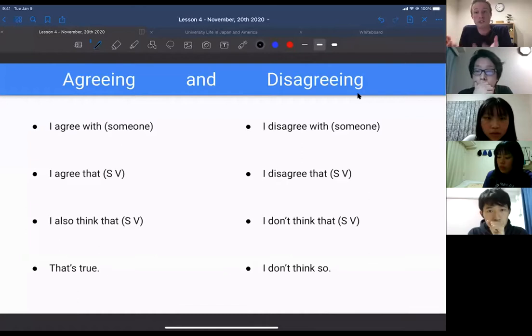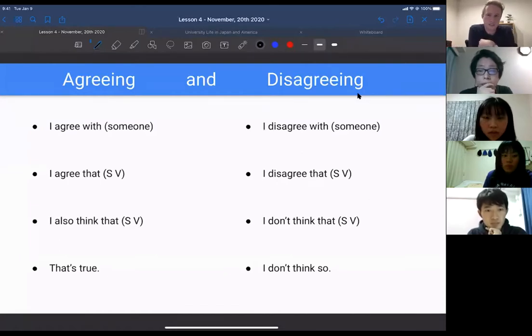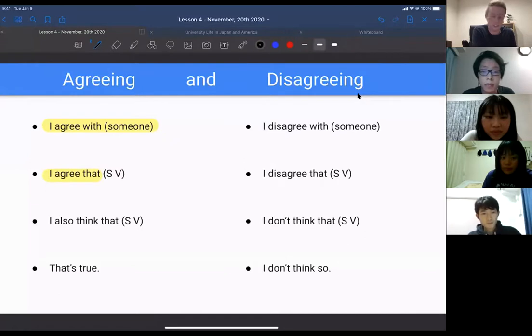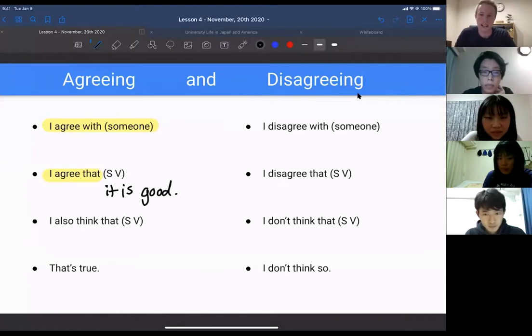If someone gives their opinion, there's polite language, like teine no language, for agreeing with people or disagreeing. The easiest of all is "I agree." It's very easy. I agree with Shotaro. I agree with Kana. You can also say "I agree that" and make a sentence. So, I agree that it is good. I agree that people don't something.